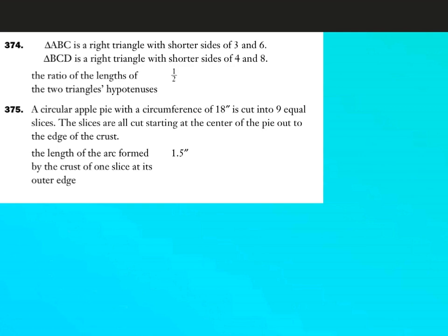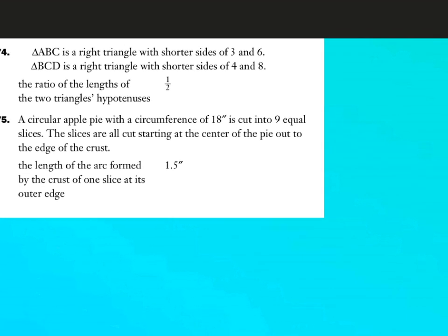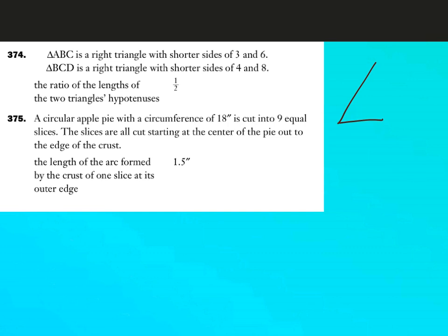Now we have two right angle triangles, ABC and BCD. I'm just picking two separate triangles. Let's say this is ABC and this is BCD. I don't know which of them is 90. I'm just making a rough diagram. I know it's a right angle triangle, so one of them has to be 90. Now with this I also know that of the sides of ABC, the longest one is the hypotenuse. So the shorter ones are these, 3 and 6. And for BCD the shorter ones are 4 and 8.